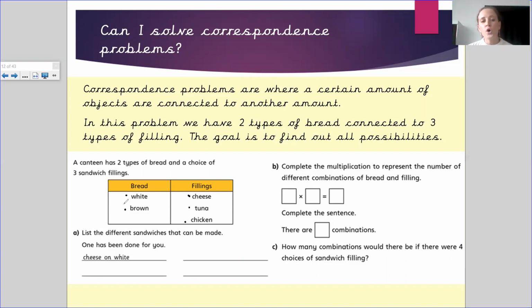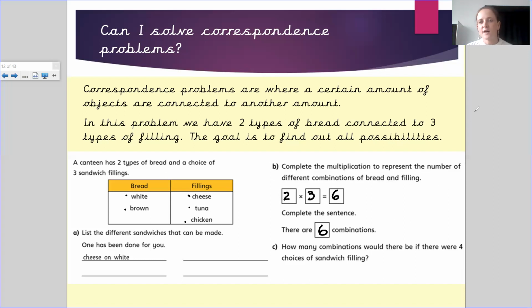So how many different sandwiches can we make with one filling and one choice of the bread? So write them down there. Then it says complete the multiplication to represent the number of different combinations you can make. So you would need to complete the following sentence. If we have 2 choices of bread and we times it by 3 choices of fillings, our answer would be 2 times 3, which gives me 6. There are 6 combinations that we could make.